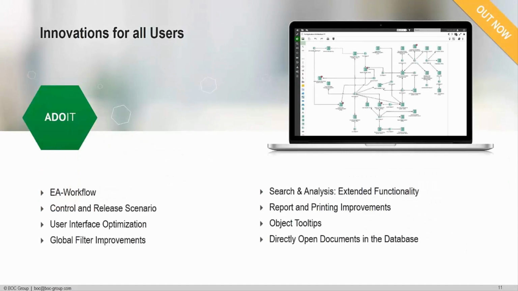Okay, so let's begin by taking a look at what's been added for all users and stakeholders of the ADOIT web client in particular. One of the biggest functionality blocks that have been made available as an add-on to the core functionality of ADOIT is the EA workflow, as I mentioned. So this also includes the control and release scenario, which can be added to the user profile of the stakeholders involved in the EA workflow process. It just provides the users with a quick overview of any of the artifacts that require some transition in the EA workflow or any action to be taken.